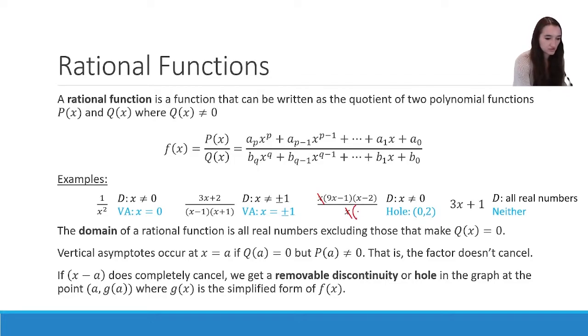Absolutely. If there had been just another factor here, like x plus 3, I would have gotten a vertical asymptote at x equals -3. That's fine, as well as the hole. You could have multiple holes, multiple vertical asymptotes. There's no rules about that.